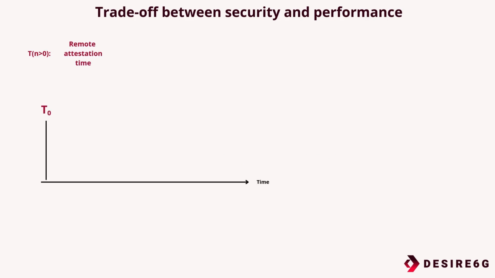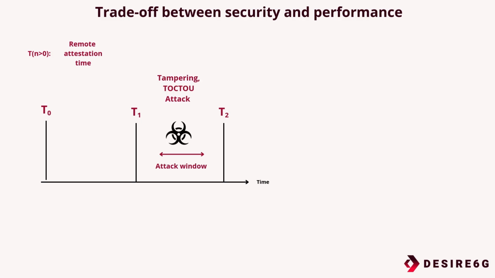Let's take an example with 3 measurements taken at regular intervals. Between 2 measurements, there exists what we call an attack window. It is a period during which an attacker could compromise the system by altering the measured state and then restoring it before the next measurement. As a result, the attestation process fails to detect the compromise because it only observes the system at discrete points in time and not what happens in between.